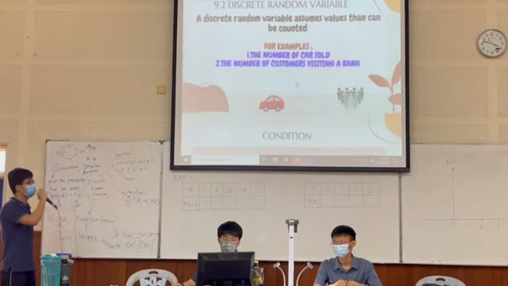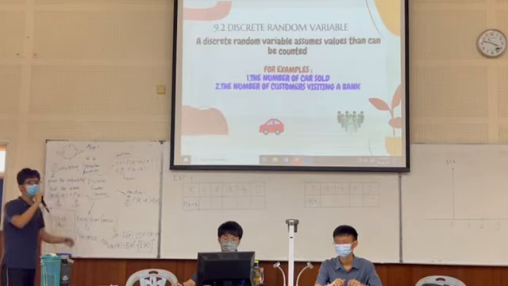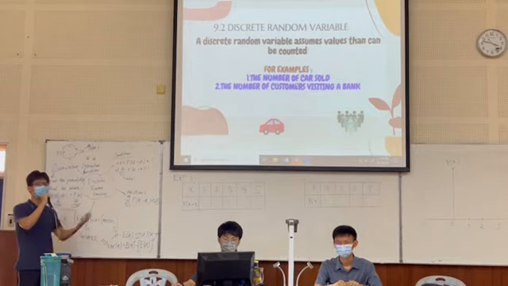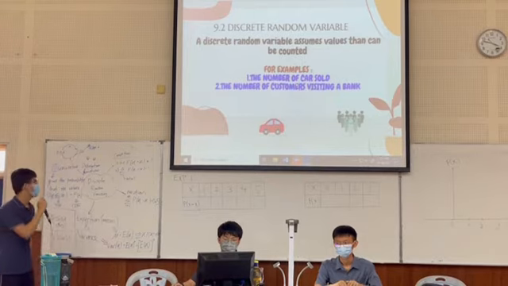And firstly, what is a discrete random variable? Discrete means that the value can be counted. For example, the number of people, the number of cars sold, and the number of customers visiting a bank.